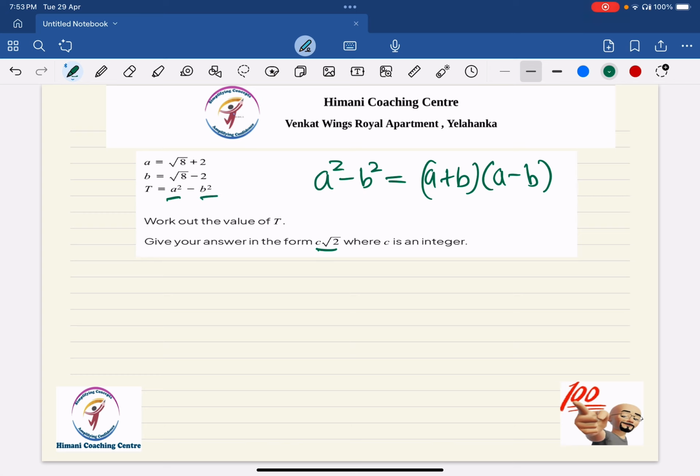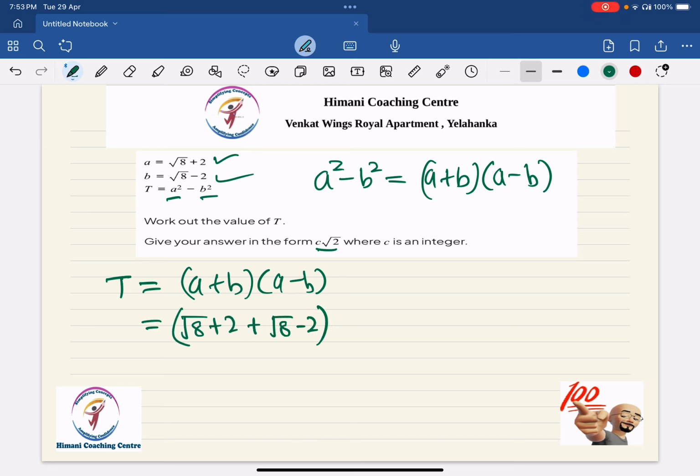So they are saying a square minus b square. What is a? Root 8 plus 2. What is b? Root 8 minus 2. So let us find t. So t would be a plus b. Okay, let me write that and then we will solve. Now a happens to be root 8 plus 2 plus b, which happens to be root 8 minus 2. So that's my first bracket. Now in the second bracket, a is root 8 plus 2, but there is a minus sign and we keep the bracket and write root 8 minus 2.